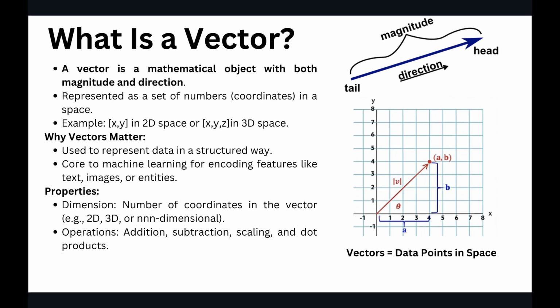Then coming to the properties. A vector has mainly two properties. One is magnitude, another is direction. And we can do different kinds of operations like addition, subtraction, scaling, and dot products. So vectors are nothing but a way to represent data points in space.